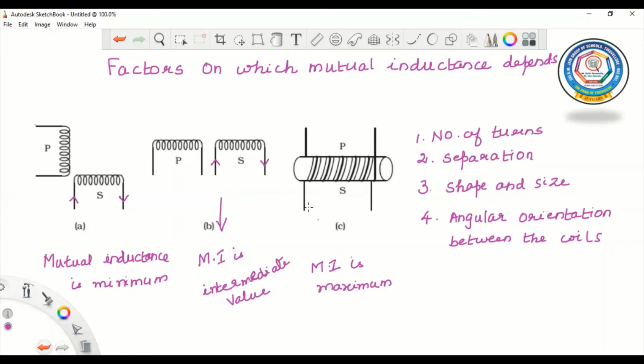So if one coil is perpendicular to the other, then mutual inductance is minimum. If it is arranged like this, then it is maximum. If the two coils are in this arrangement, then the mutual inductance has an intermediate value. This is very, very important, children. Okay, thank you.